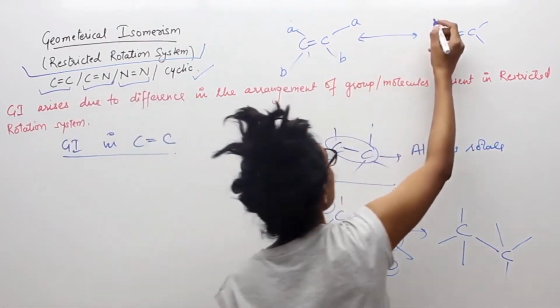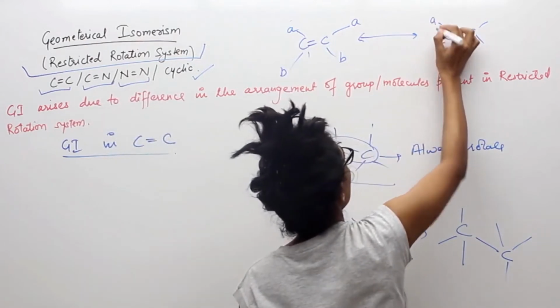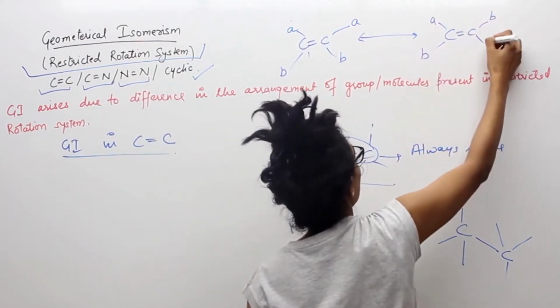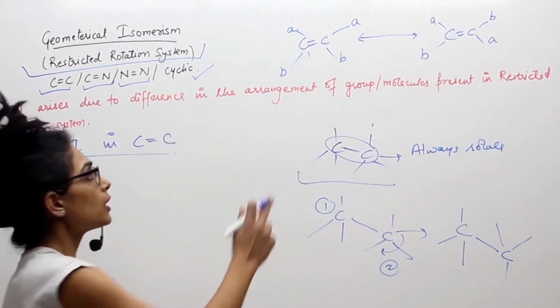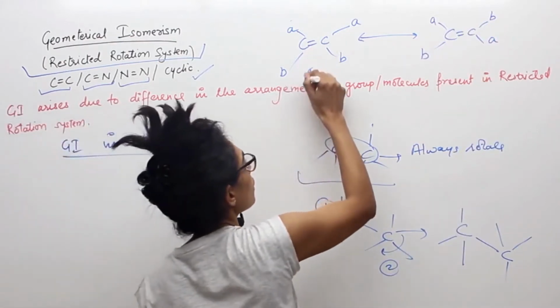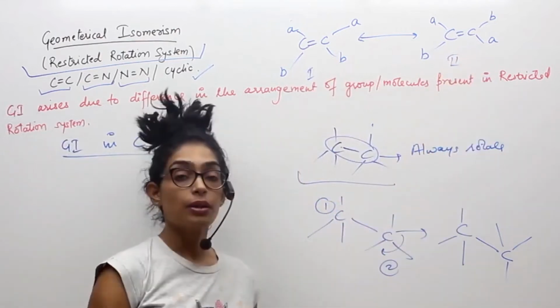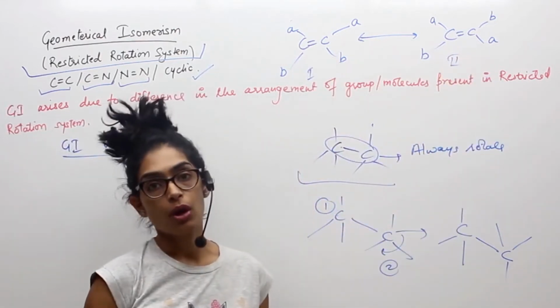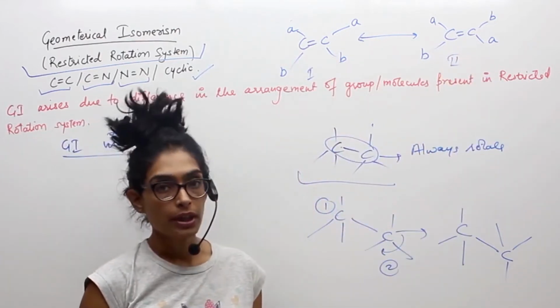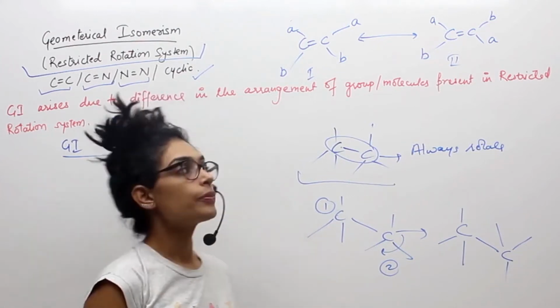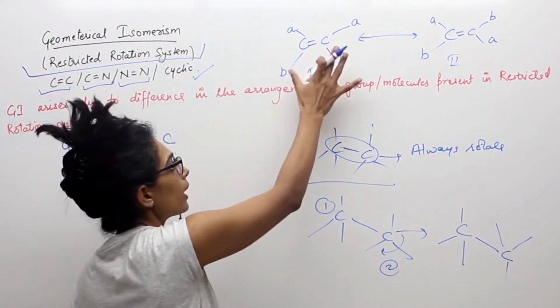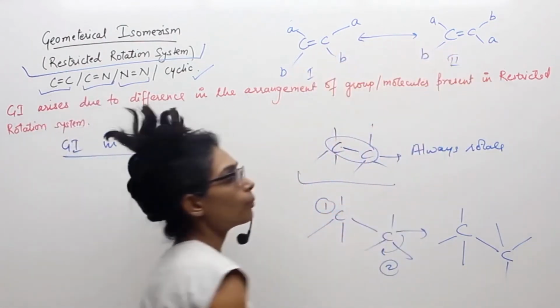Now if I write A, B and B, A like this, is molecule 1 different from molecule 2 in terms of naming or molecular formula or structural formula? No, right? And the number of double bonds is also the same, so the degree of unsaturation is also the same. So there is no difference if I look at molecule 1 and molecule 2.